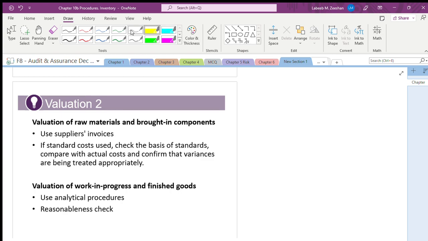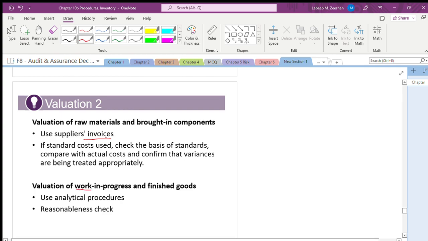Definitely valuation will be based on the supplier's invoice. Based on the invoice. Standard cost is nothing but the cost that has been reflected. As simple as that. Check the basis of standards. Compare the actual cost and the variance, if any.